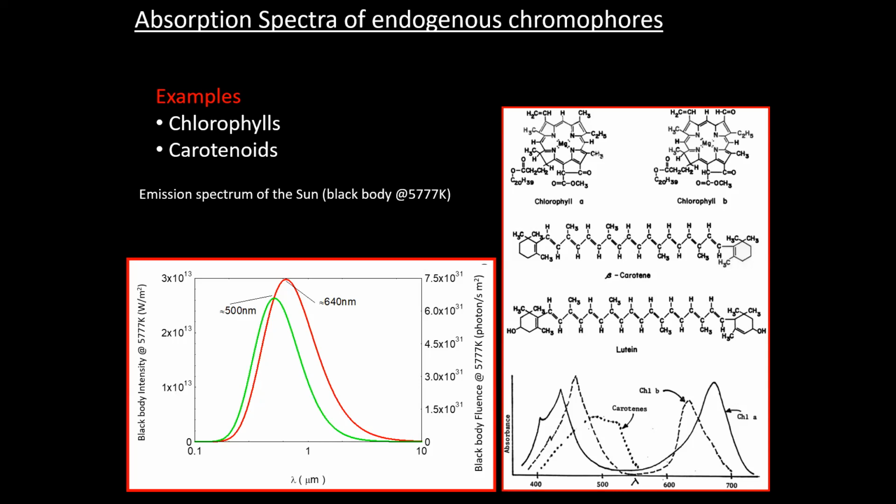At 640 nanometers. So in the radiation coming from the sun, the intensity is peaked at 500 nanometers, but the average number of photons is peaked at 640 nanometers. So the maximum fluence is in the red. Now look at this curve that you have here. Where is the absorption of, sorry, I touched. What did I do?